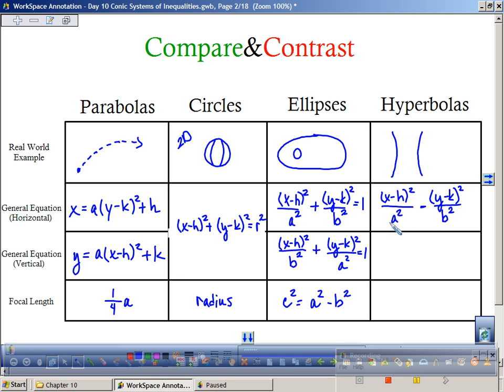Why is it always there? Why is the bigger one always going to be in front? That way you don't get a negative, right? The bigger one always has to be in front.